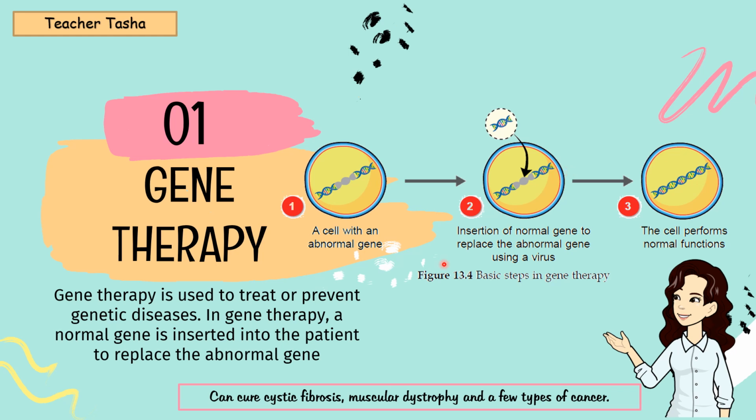So gene therapy is usually used to cure cystic fibrosis, muscular dystrophy, and a few types of cancer that are related to genetics. Usually a cell with an abnormal gene is inserted with a normal gene using a virus, and then the cell will be able to function normally.